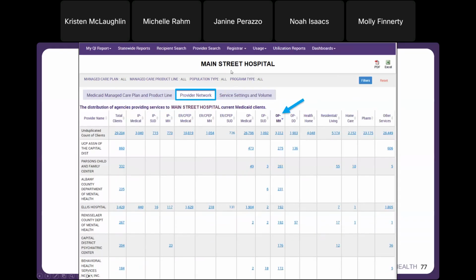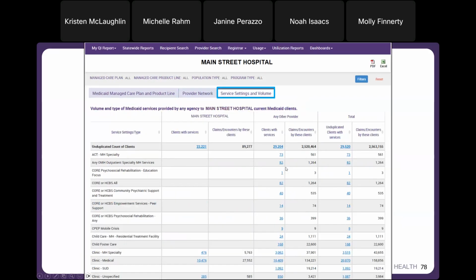I can see, of the people who have been served in Main Street Clinic, maybe I want to bring in the USP Capital District or Parsons Child and Family Center, because they're managing quite a few of my clients. I can also see what other types of services these folks are getting. For my Main Street Clinic, I'm not going to be providing some of these aftercare services, but I can see who is and where those services are going.